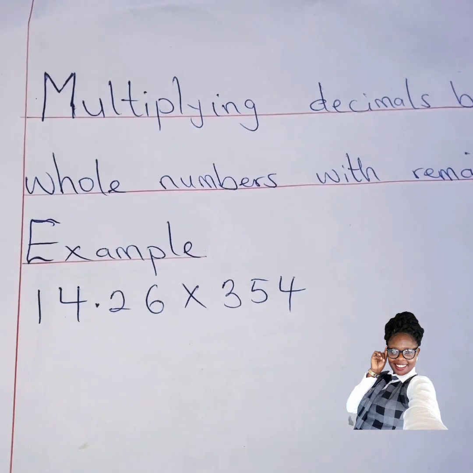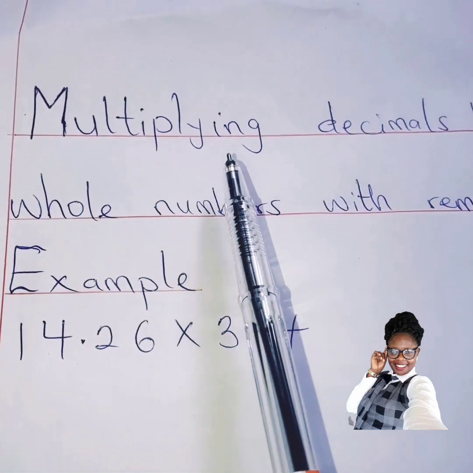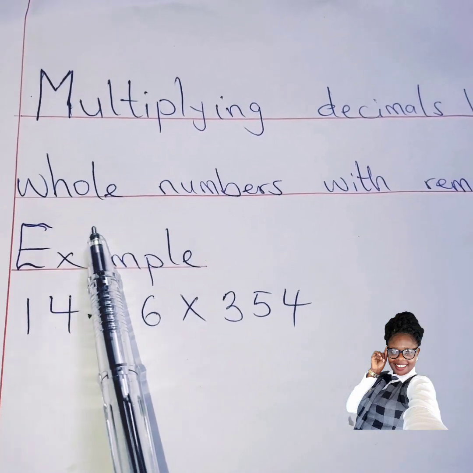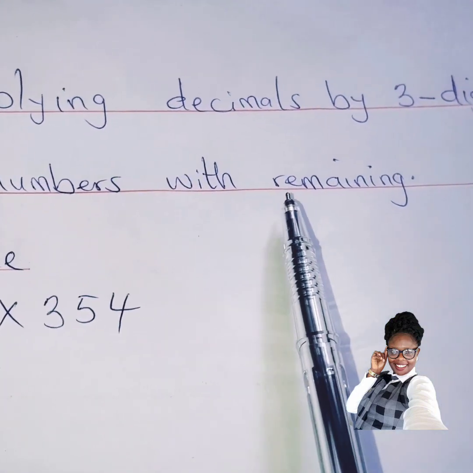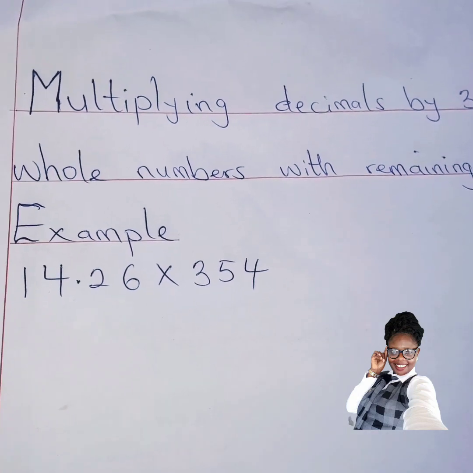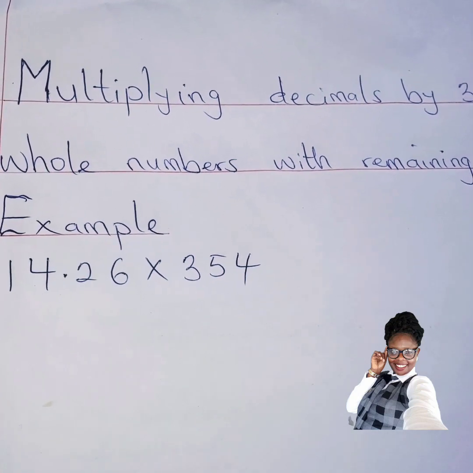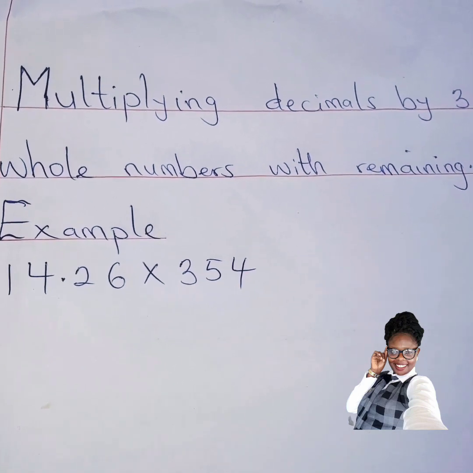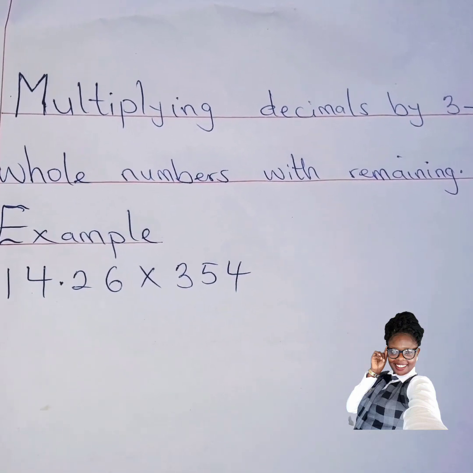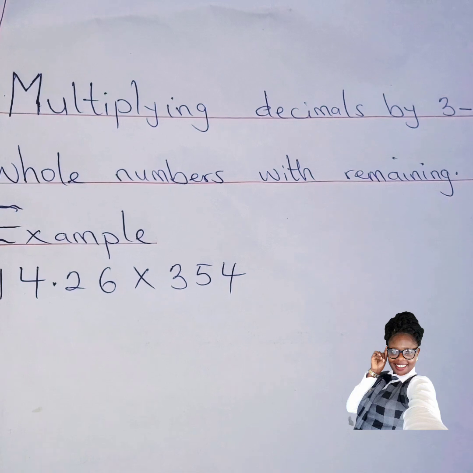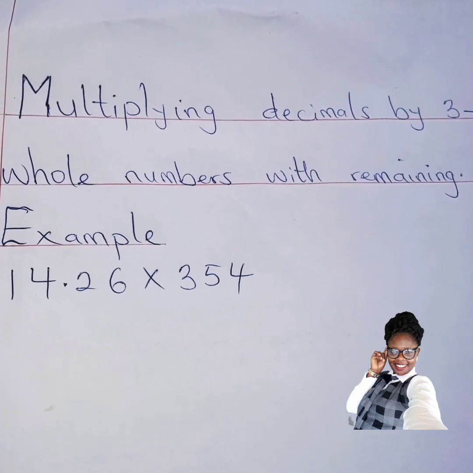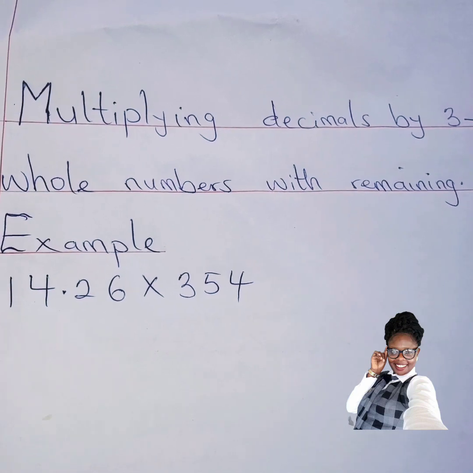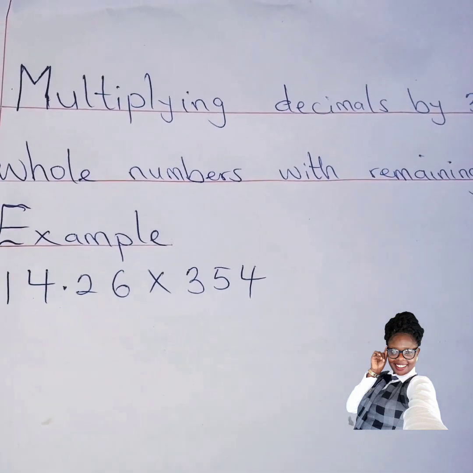Today's topic is multiplying decimals by 3-digit whole numbers with remaining. In my previous video, I made a video on multiplying decimals by 3-digit whole numbers without remaining. You can check that out on my channel. Today, we are moving on to multiplying decimal numbers by 3-digit whole numbers with remaining.